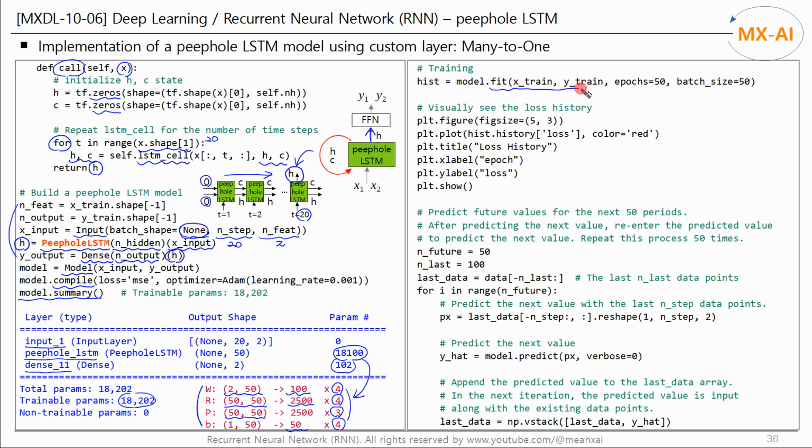Fit this model to the training data. The batch size of the data is set to 50. And the number of iterations is set to 50. And visually observe the history of the losses. Next, let's use this model to predict future time series.